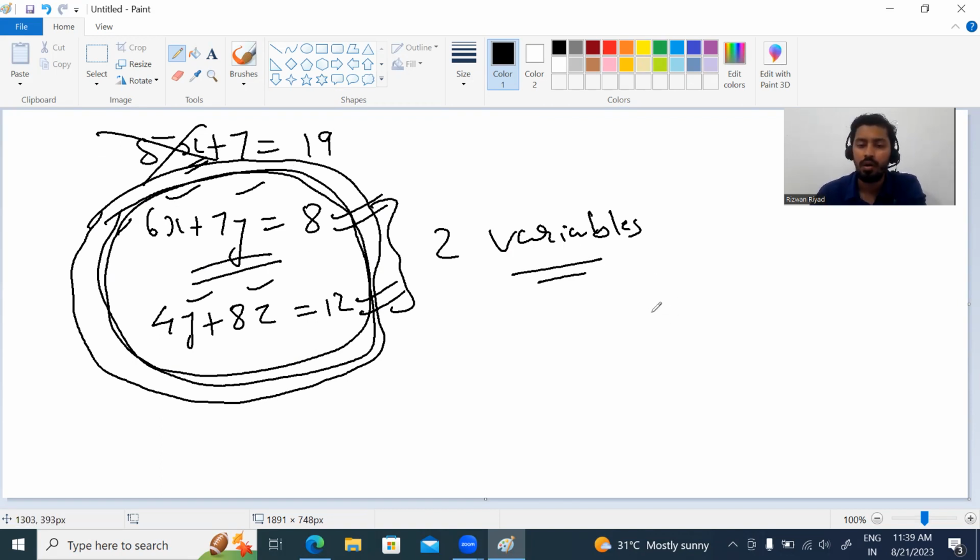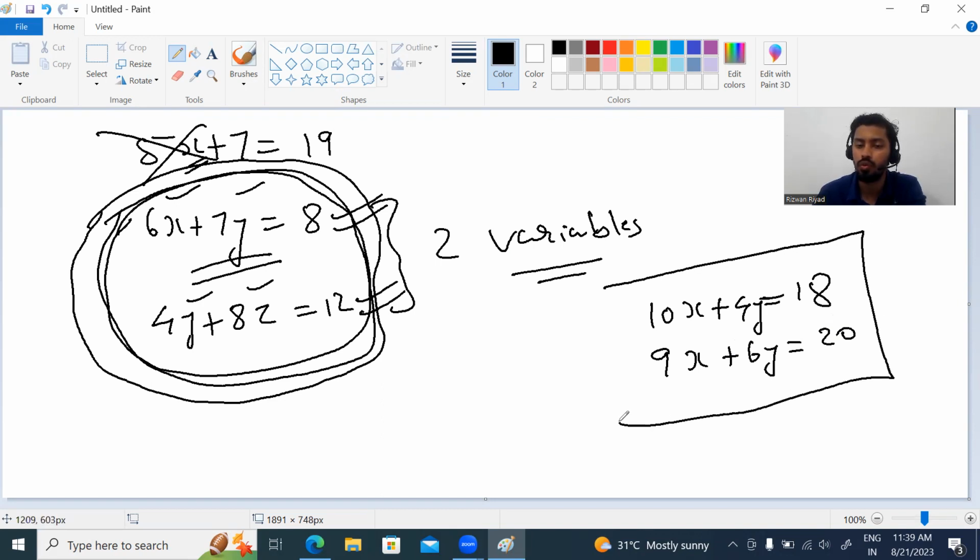For example, 10x plus 4y equal to 18. This is a linear equation in two variables. We want a pair, so we need one more equation to pair with it. Let me take another example: 9x plus 6y equal to 20. This is another linear equation in two variables. So in total, how many linear equations? Two. In this box you can see two linear equations in two variables.